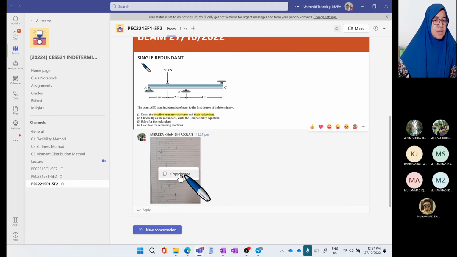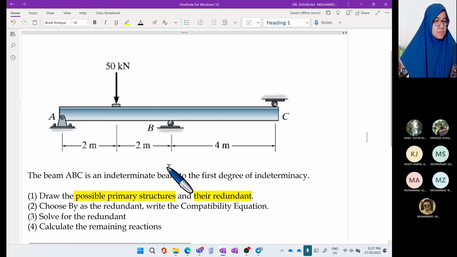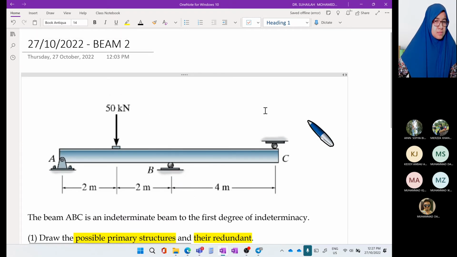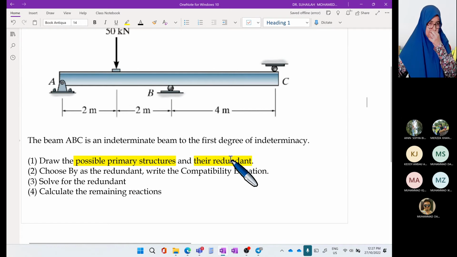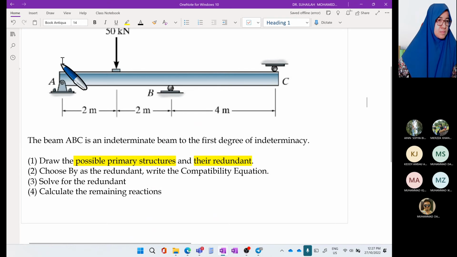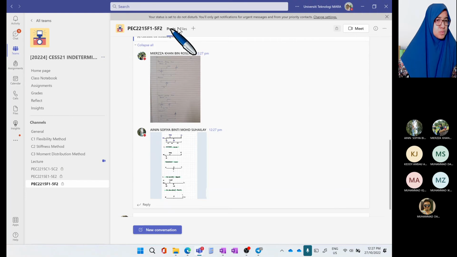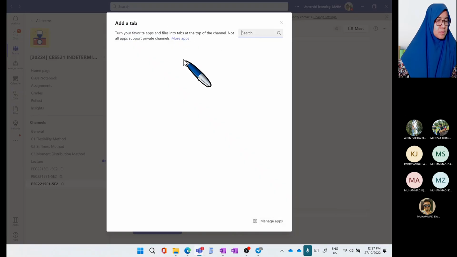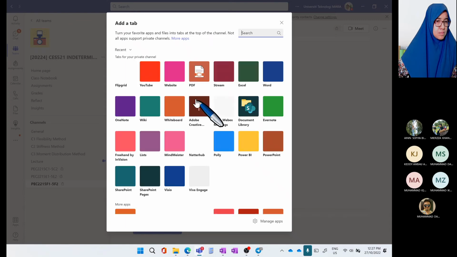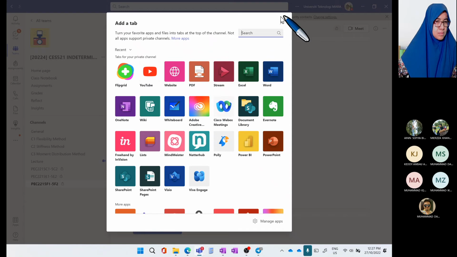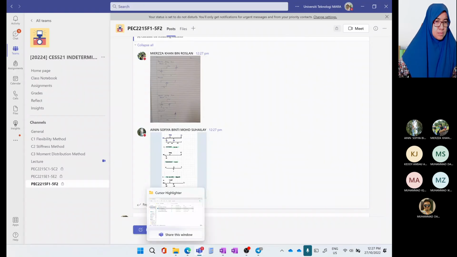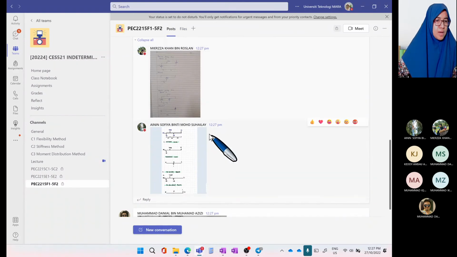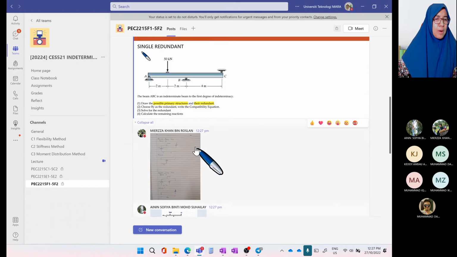Okay, the others? The others too. I try to add. Okay, Aini, Sofia, Mirza, Daniel, 4 more people.